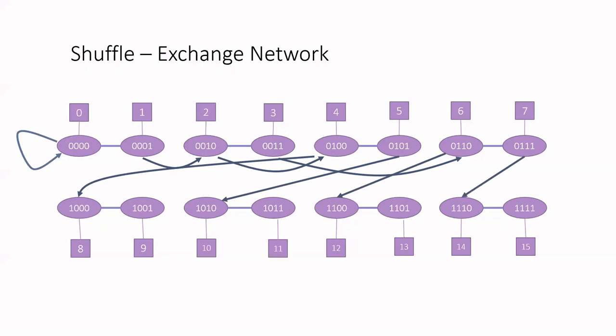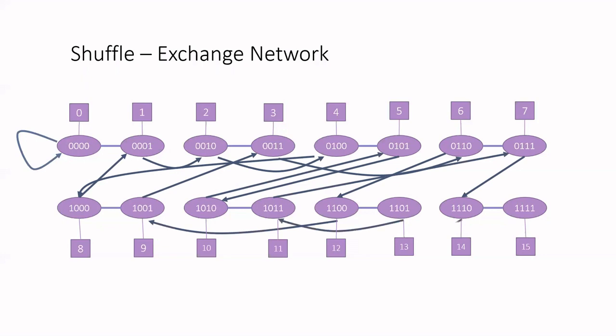Now let's try 8, 1000. When you shift to left one position, it becomes 0001. Now all the connections are made in this network and this is the shuffle exchange network of 16 processors.